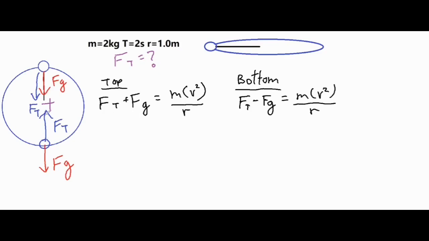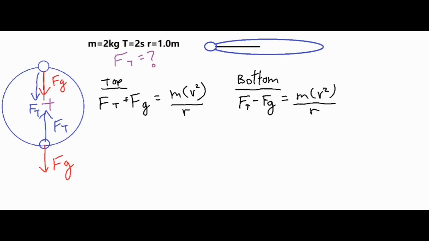Now for the bottom of the circle, we have our FT pulling it towards the center of the circle, but our FG is directly outwards, away from the center of the circle. So it's going to be FT minus FG, considering FG is negative. Although that is a subtle difference in the look of the formula, which is basically just the sign, that is going to change our answer significantly.